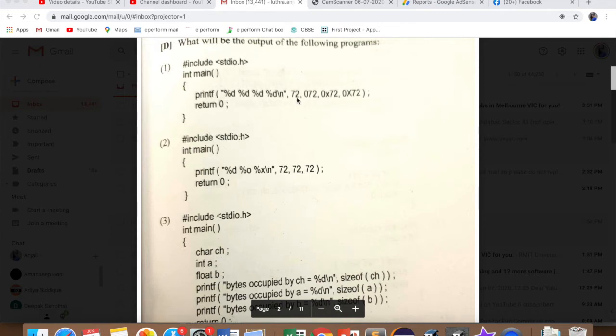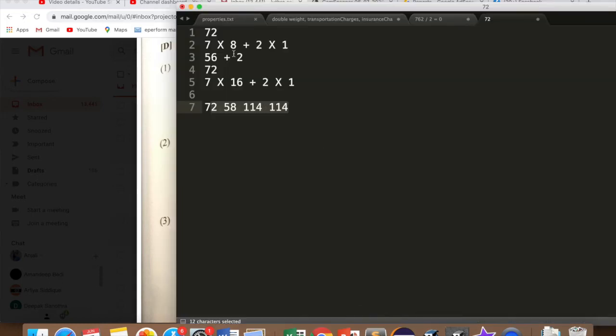The first value is 72, which itself is decimal, so for %d it is going to print 72. That's fine. But for the second %d, 072 means it's an octal number. When I have 072, that says it's an octal number, so I need to convert this octal to decimal before I print it. That conversion is done like this: 72 in octal is 7 multiplied by 8 raised to the power 1 plus 2 multiplied by 8 raised to the power 0, which turns out to be 58. So 56 plus 2, it's going to print 58 there.